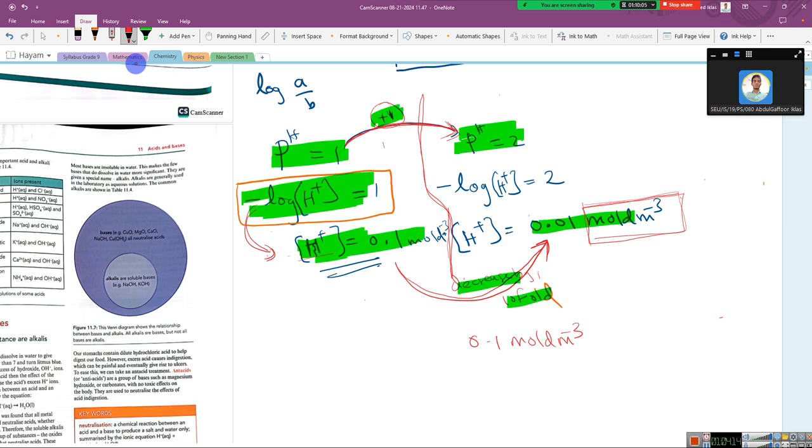So now I'm just going to take this: minus log H plus concentration is equal to 1. This is what we have.